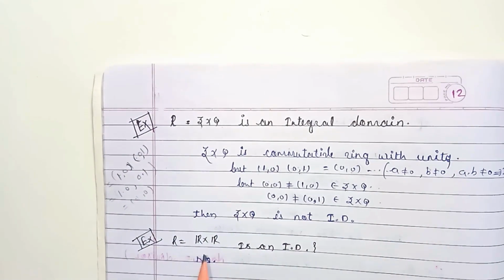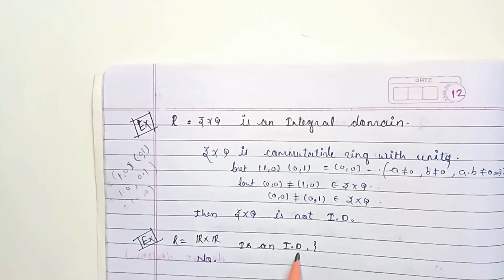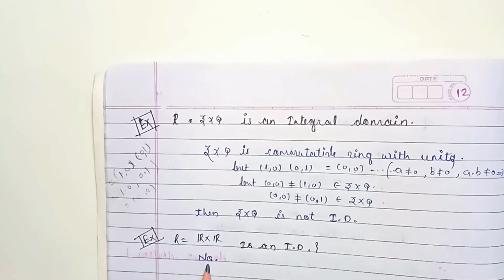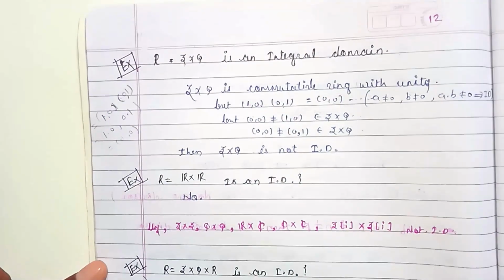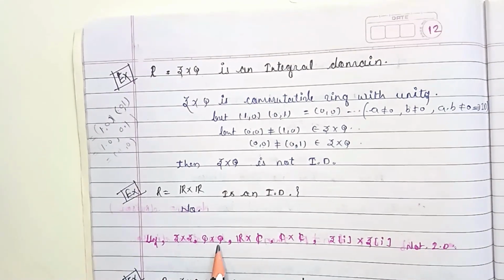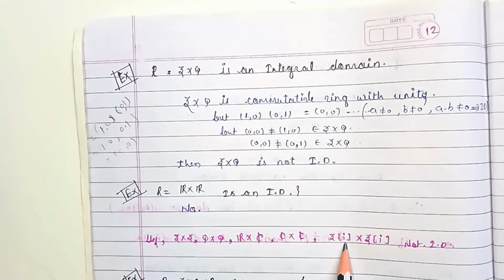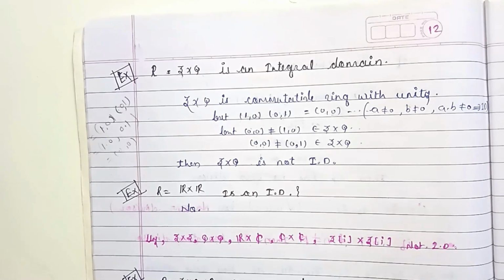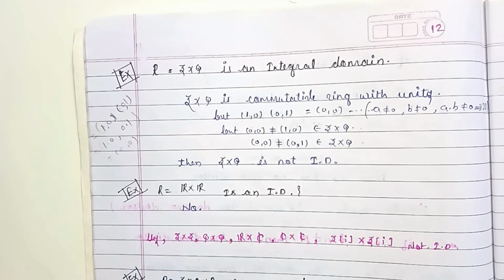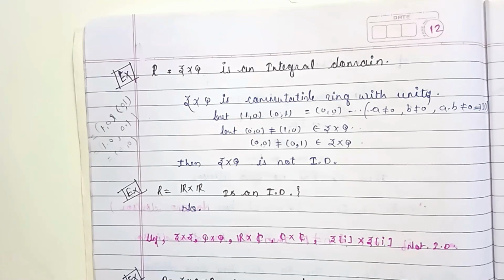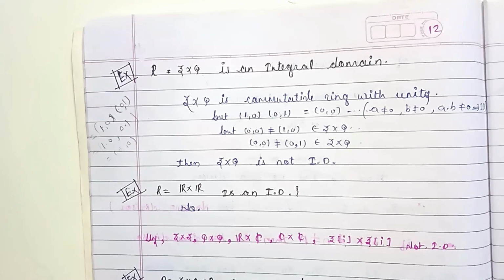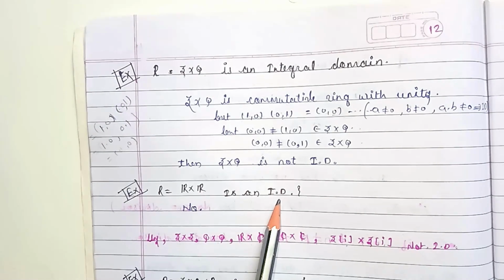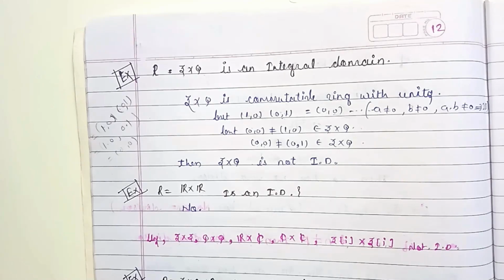Similarly, you try R cross R, whether it is an integral domain or not. It has a zero divisor, that's why it is not an integral domain. Similarly, I have some examples for you all: Z cross Z, Q cross Q, R cross C, C cross C, Gaussian integer mod i cross Gaussian integer mod i. All are not integral domains. Try these for your homework. These are quite easy examples, where you only need to find one counterexample showing whether it is an integral domain or has a zero divisor.